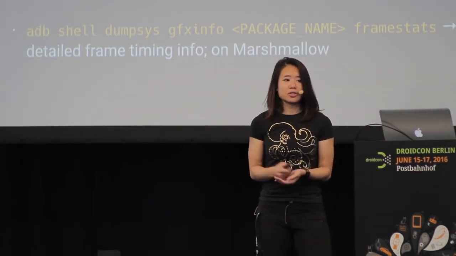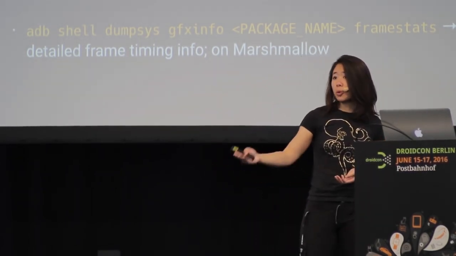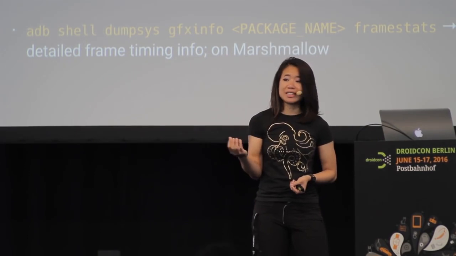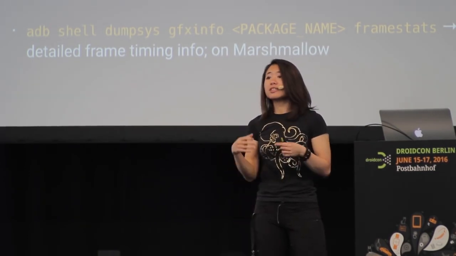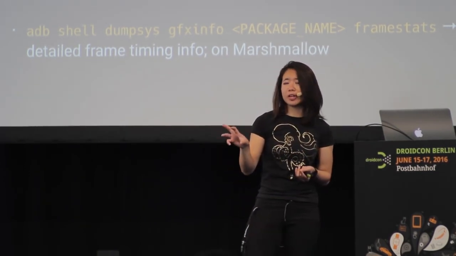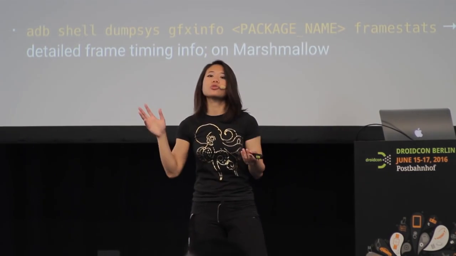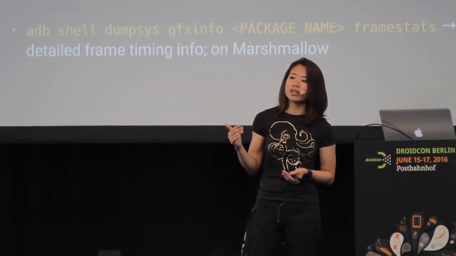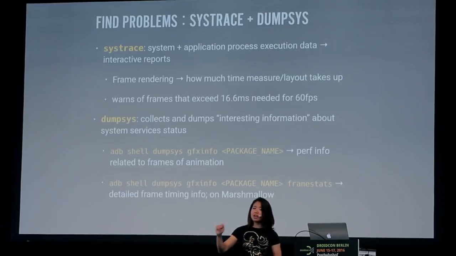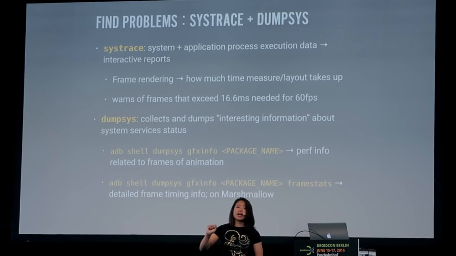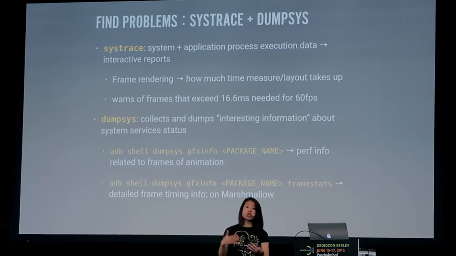There's systrace. Systrace is awesome. It generates interactive reports of different process execution data. It actually gives you very specific information about frame rendering. So if we think about a smooth UI, we're generally thinking about a UI that runs at about 60 frames per second. And that means that each frame has to render in about 16.6 milliseconds. And systrace will actually warn you of any frames that take longer than this to run. So that's a really great tool.